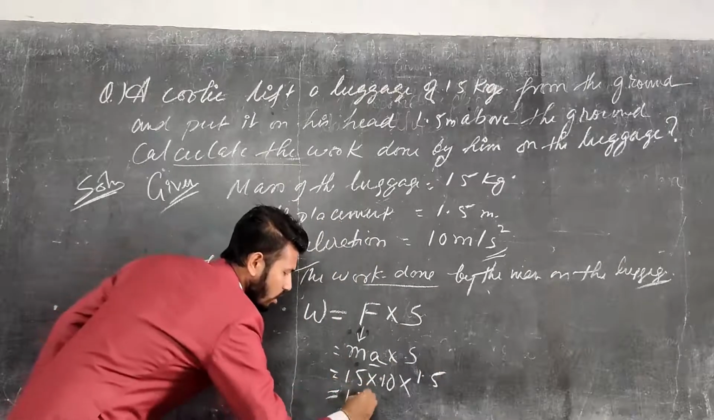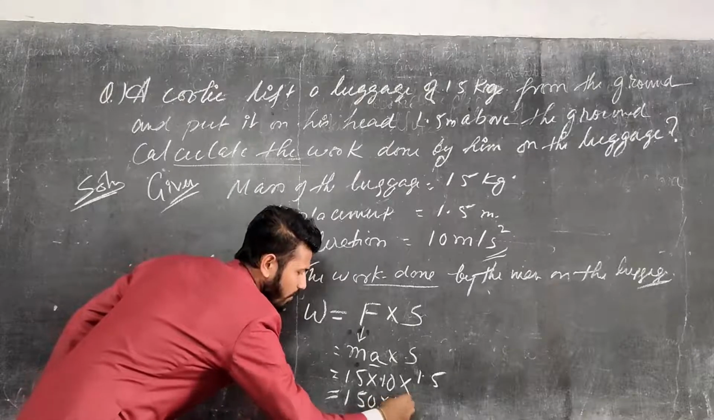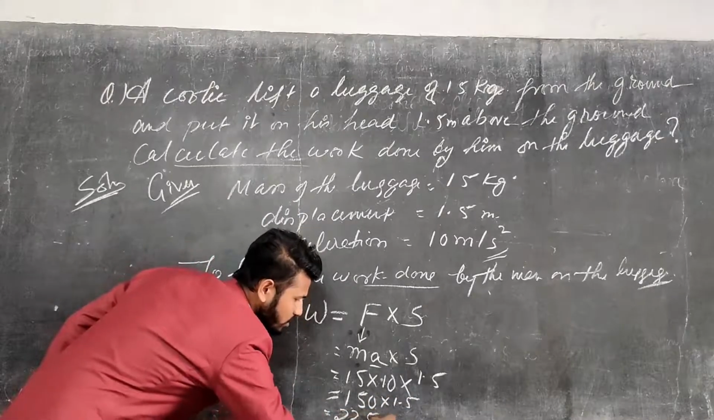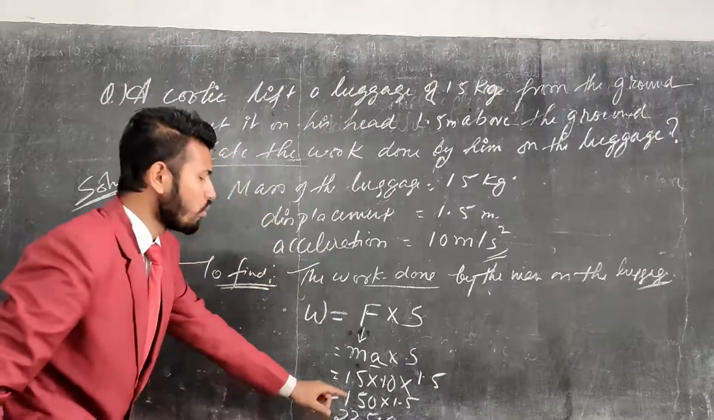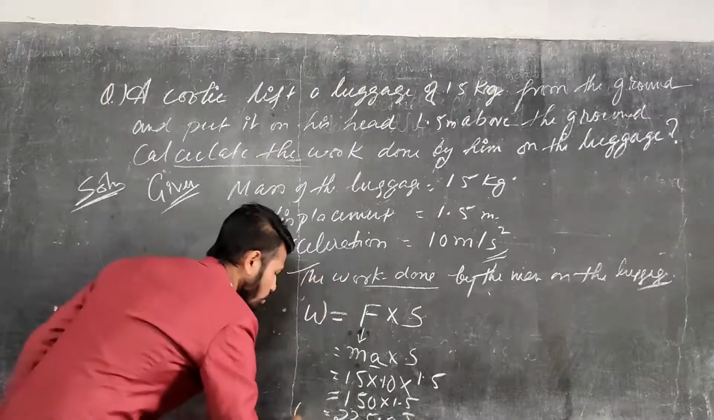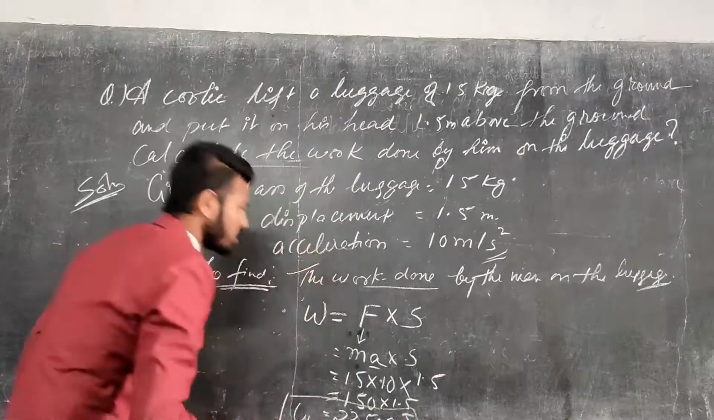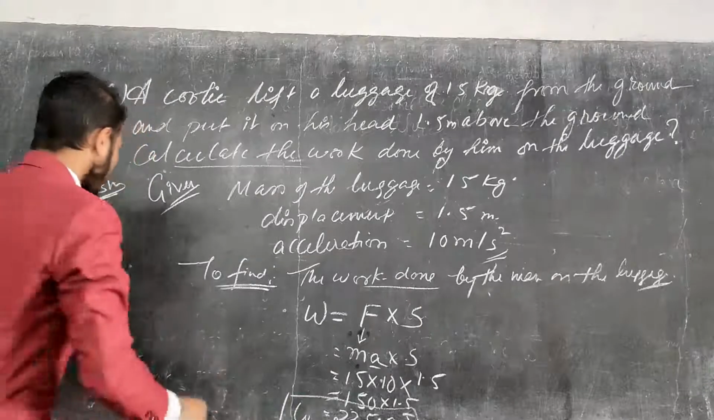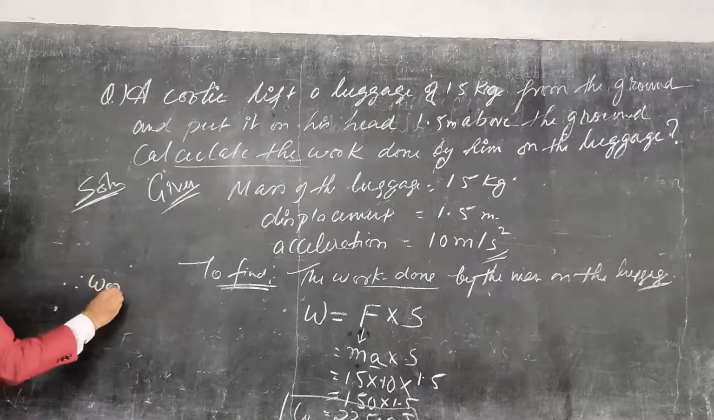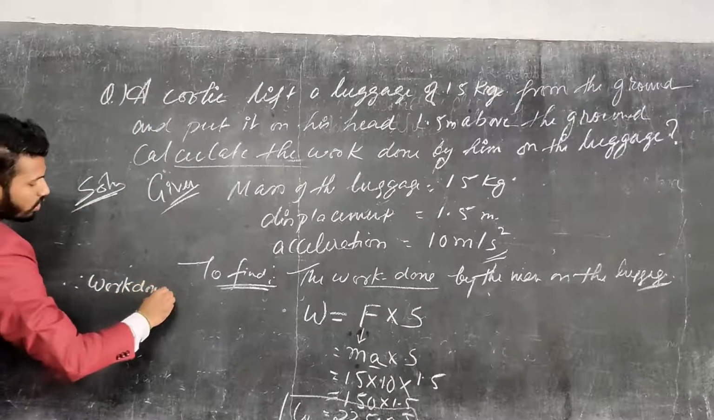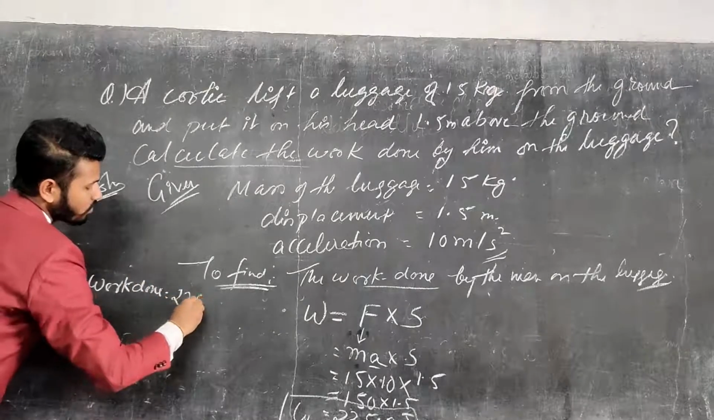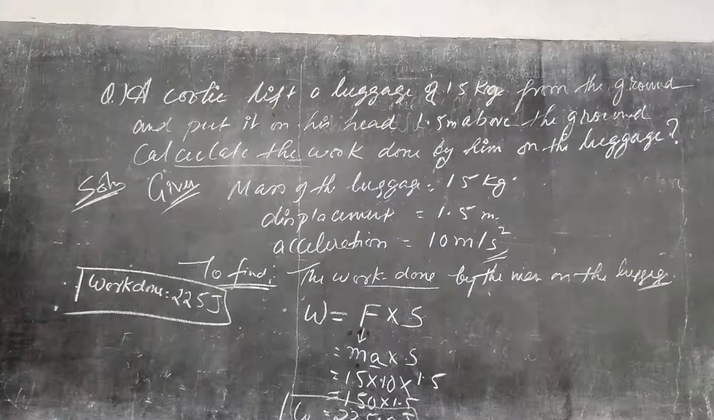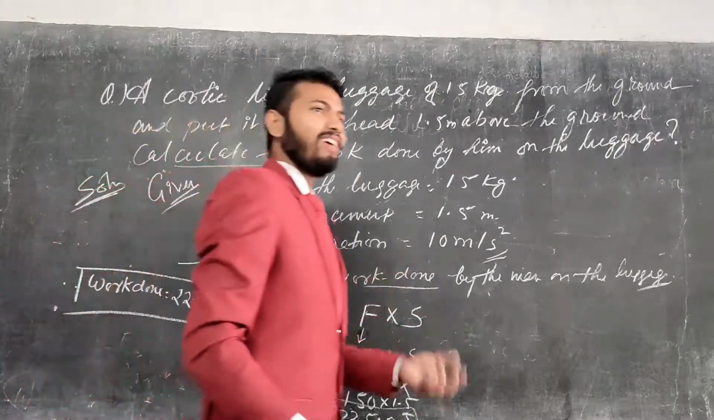15 times 10 is 150, into 1.5. 15 times 15 is 225. So 225 means 225 joule. Therefore, work done is how much? 225 joule. I hope it is clear. Therefore, what is found is that work done is equal to 225 joule. Is there any issue, any problem, anybody? No. Shall I give one more question to you? Yes. Alright, fine.